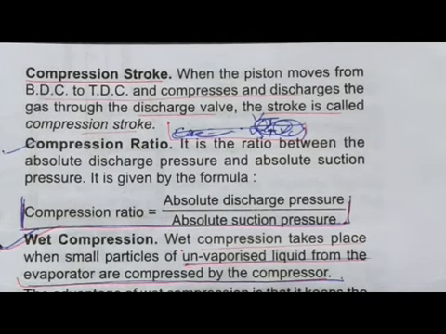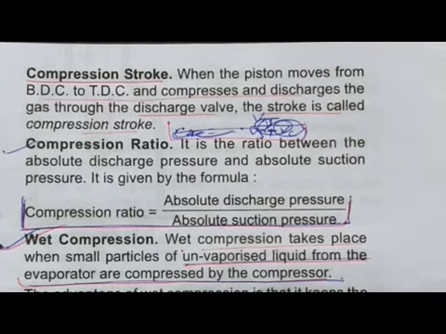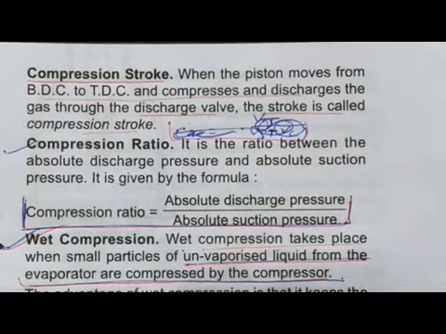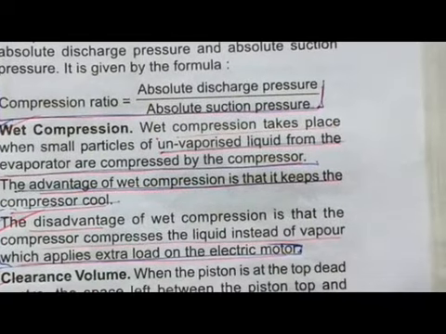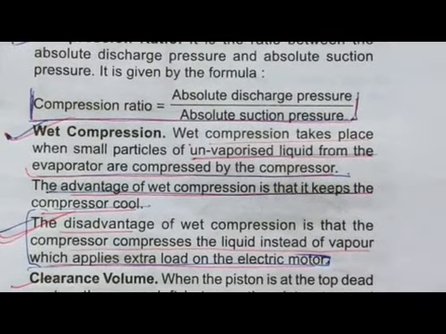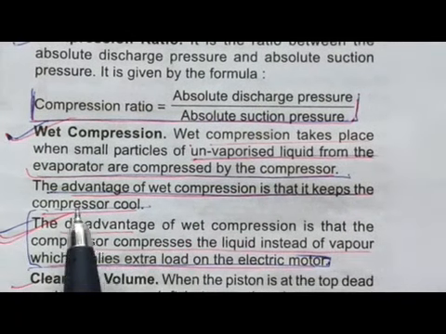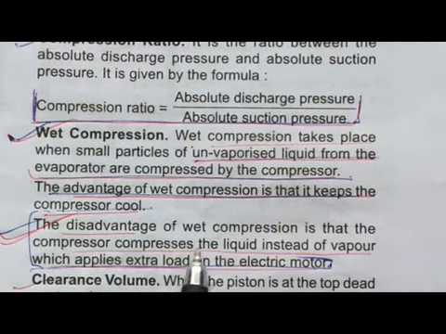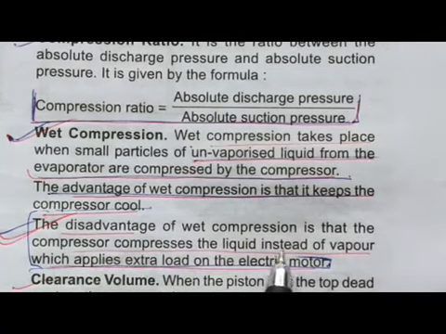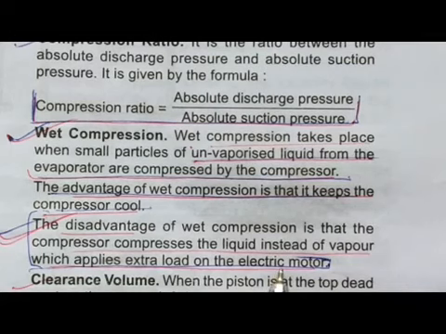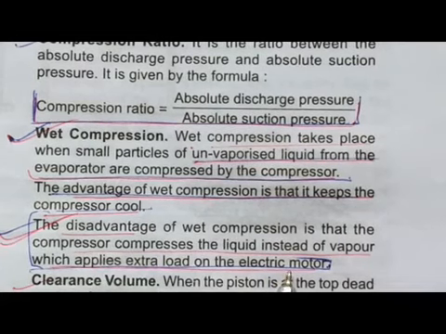But the disadvantage of wet compression is that the compressor compresses the liquid instead of vapor, which applies extra load on the electric motor. Okay, this is the advantage of wet compression, that it keeps the compressor cool, and the disadvantage is that the compressor compresses the liquid instead of vapor, which requires additional load on the electric motor.